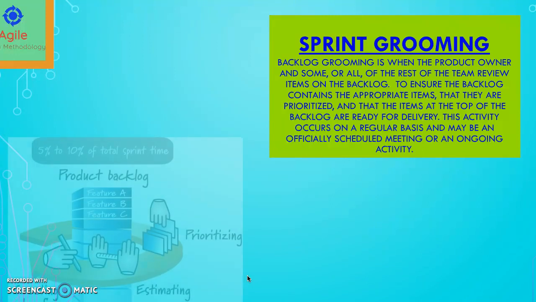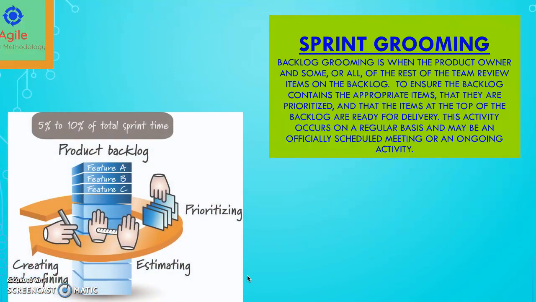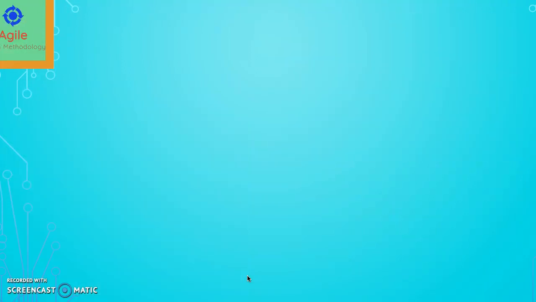Next, we have sprint grooming. Backlog grooming is when the product owner and the team get together to discuss the appropriate prioritized items so they can be ready for delivery.